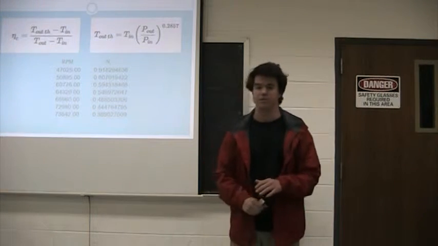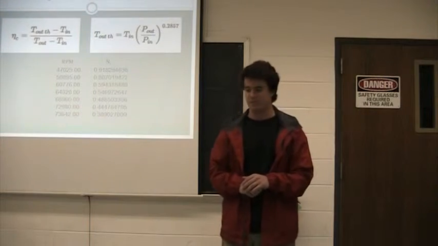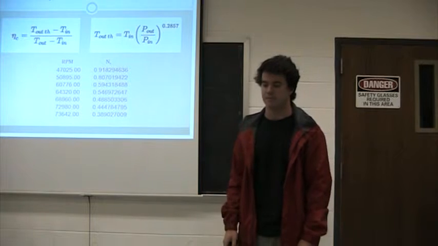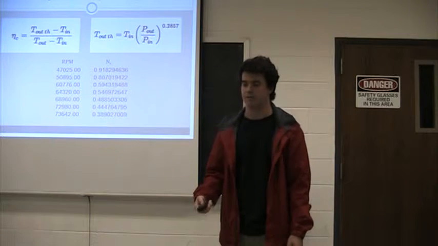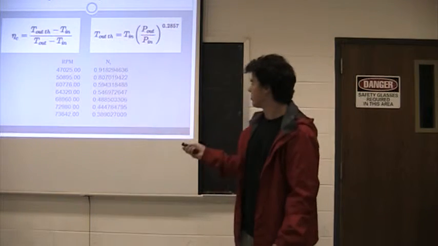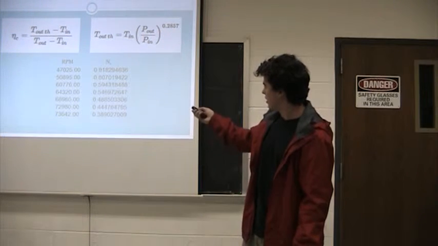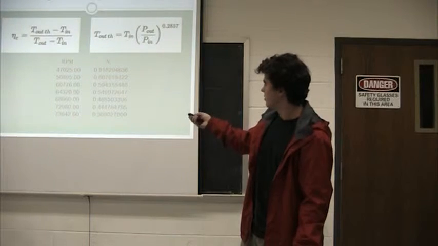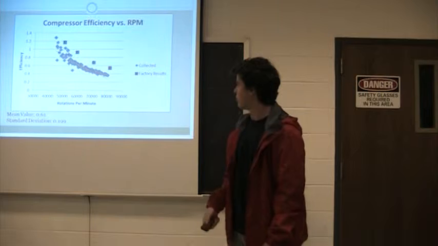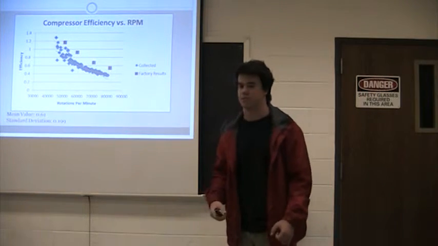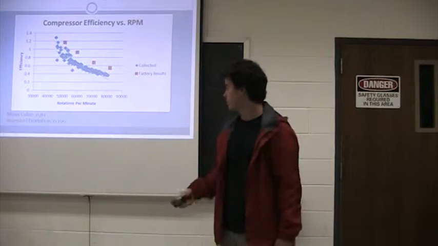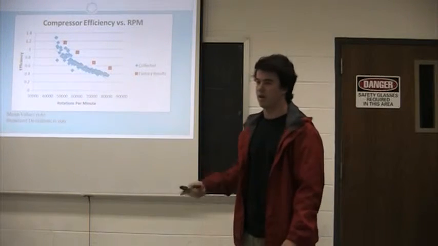Now the isentropic efficiency of the compressor. Here are my equations that I used to calculate. I found my theoretical temperature output first, and then plugged it into my efficiency calculation. And here's a small selection of the data showing that as RPMs increase, the efficiency drops. And here's the actual plot for it. What I understood from this is that as the compressor has a higher load put onto it, it's not going to perform as well, because as the engine is running faster, there's more air being pushed through.